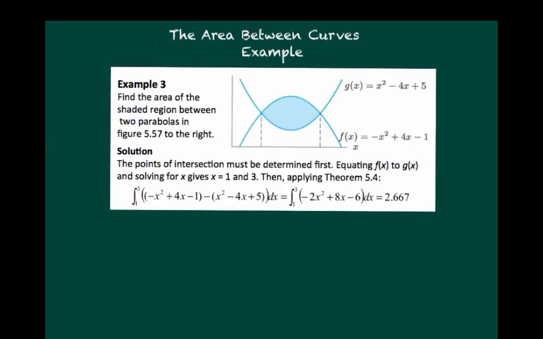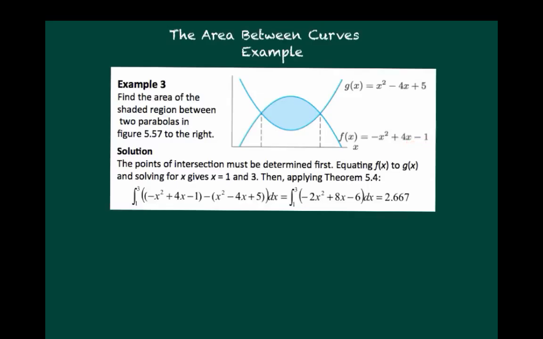Okay, let's take a look at an example of how all this applies. So here we're going to try and find the area of the shaded region which exists between two parabolas, one opening upward and the other opening downward. So as you can see, we have an upward facing parabola, which is g of x, and that's x squared minus 4x plus 5. We also have a downward opening parabola, which we call f of x, and that's negative x squared plus 4x minus 1.